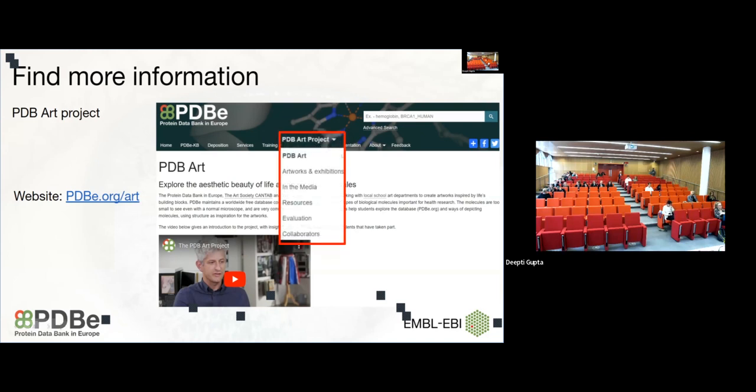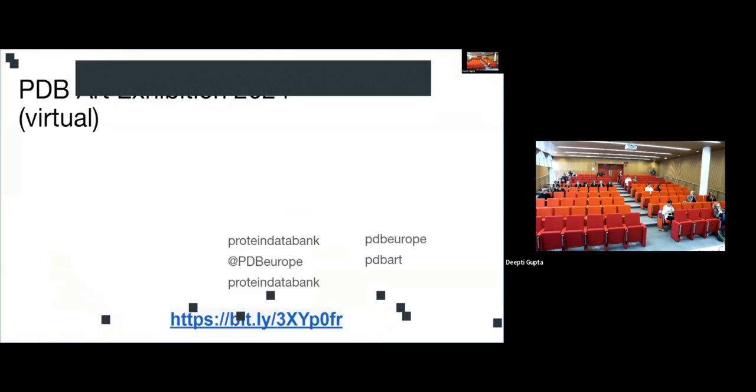So if you see, there is a drop-down menu and we have created a lot of sections where you can see past artworks and exhibitions we have in the media, where we show calendars. There are lots of resources, and we also collect feedbacks, and you can see who all we collaborate with.